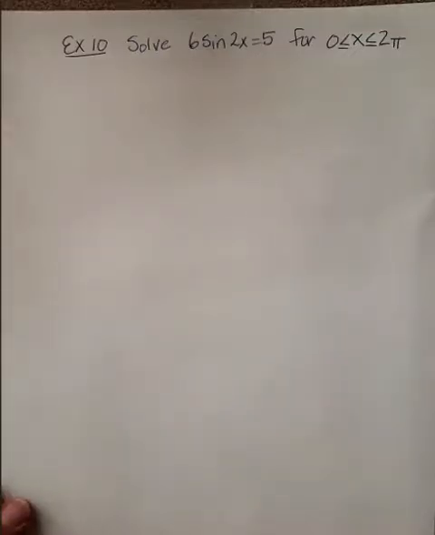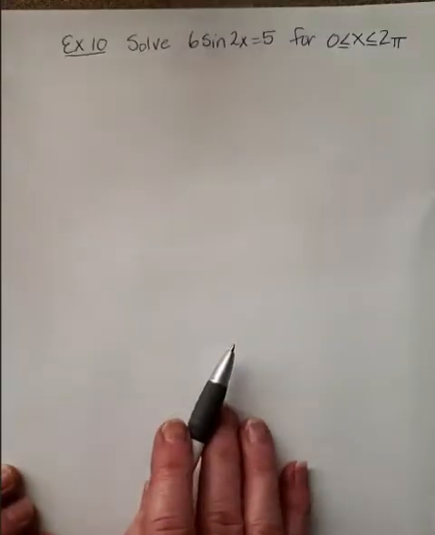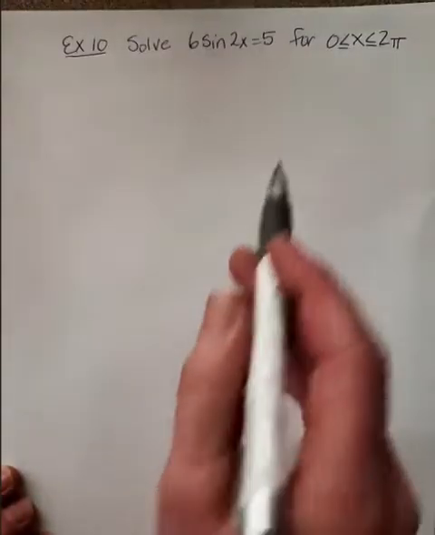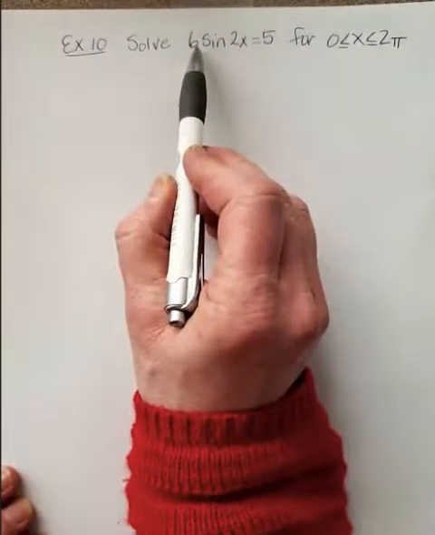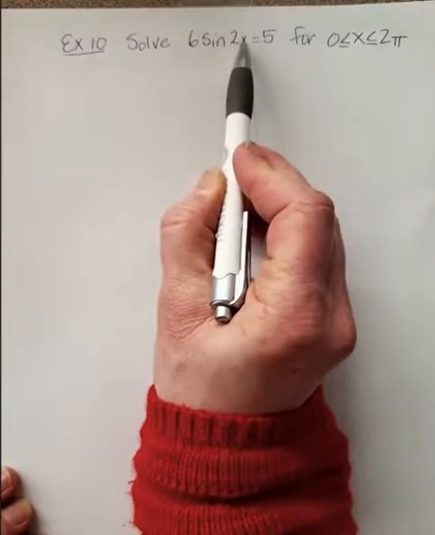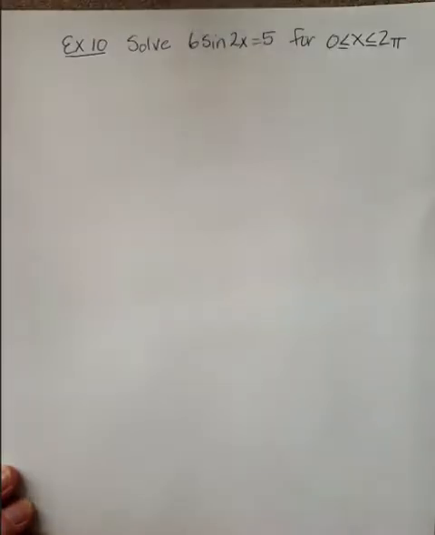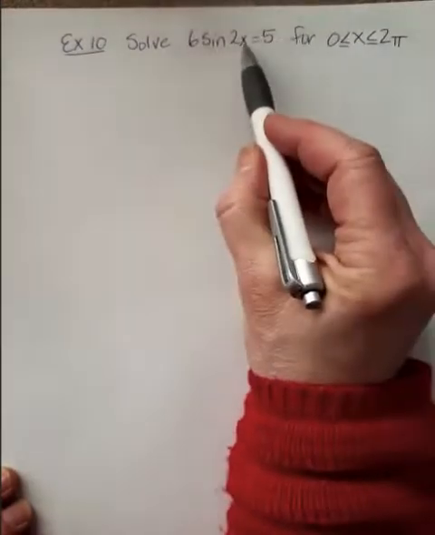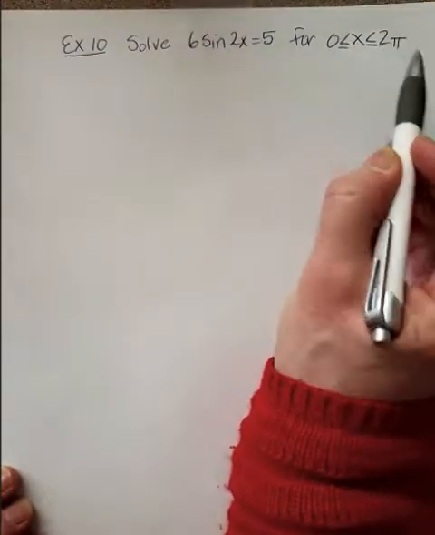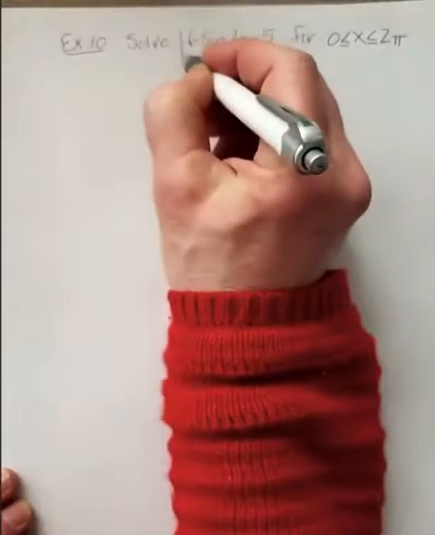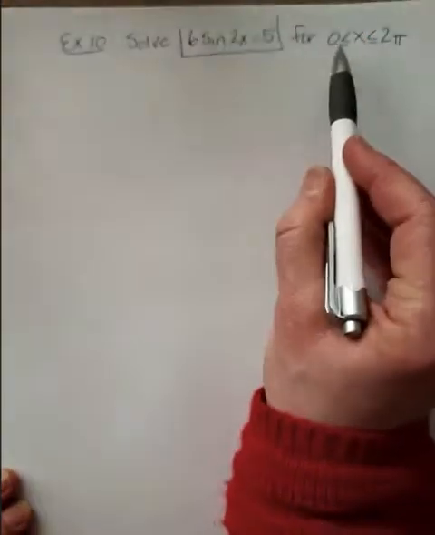I'm going to do example 10 from the 8.2 notes with you. We need to solve the equation 6 times the sine of 2x equals 5, and we're going to solve for all the angle measures x between 0 and 2 pi. This equation right here actually has 4 solutions between 0 and 2 pi.